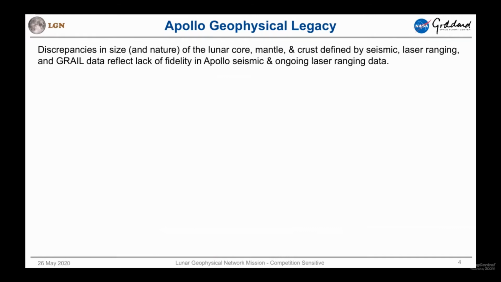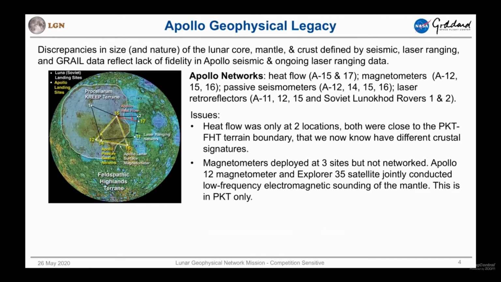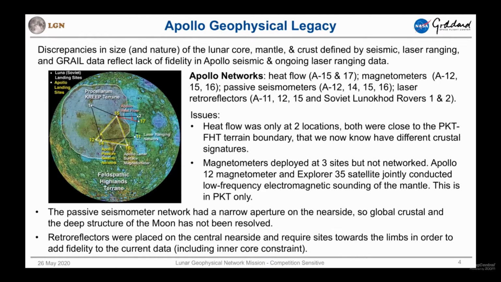And if we look at the networks set up by Apollo, you can see that they're very focused on the central near side. A number of different geophysical networks are there, and returned data, in some cases, for a number of years. But the issues we have in the two heat flow experiments at Apollo 15 and 17: these were close to a terrain boundary, the boundary between the feldspathic highlands and the Procellarum KREEP Terrane. While magnetometers were deployed at 3 sites, they weren't a network. One was actually used to undertake electromagnetic sounding of the mantle to try and understand compositions. This led to relatively low resolution data that was equivocal in nature, and it also reported only on the Procellarum KREEP Terrane. The Apollo seismic network formed a similar small triangular aperture network on the near side. So the deep structure of the moon has not been resolved in terms of the seismicity or seismic structure.